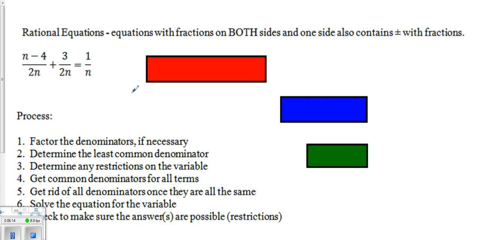Using those ideas, though, this is how we are going to work with rational equations. Now again, this is just an equation with fractions on both sides, and one side also contains adding or subtracting with the fractions. So here we can see we've got two rational expressions being added, and it's all set equal to another rational expression over here.